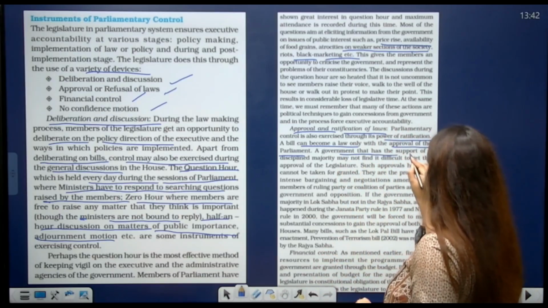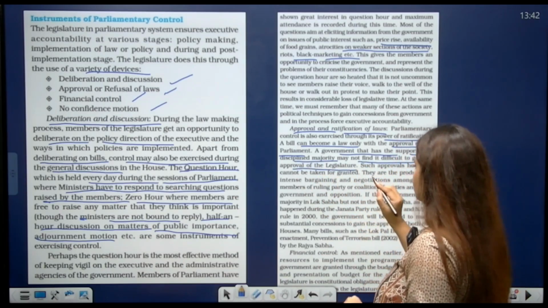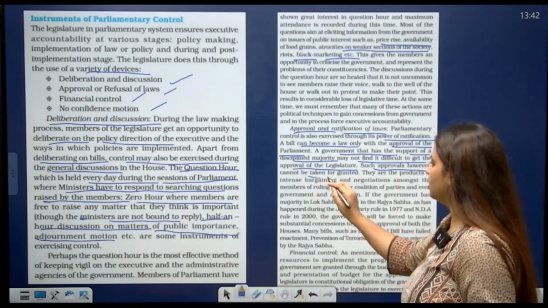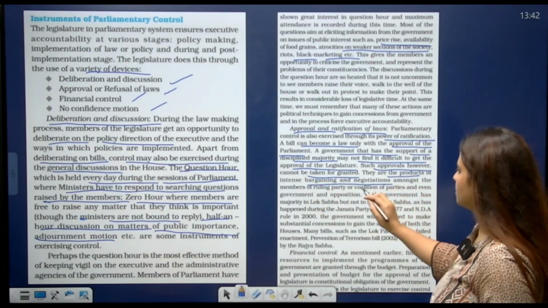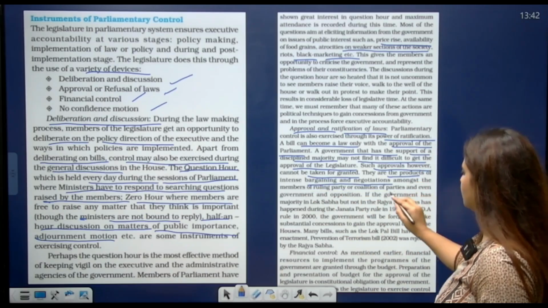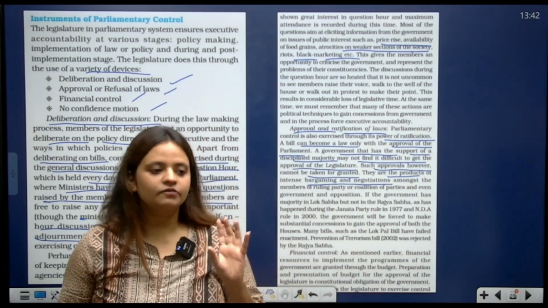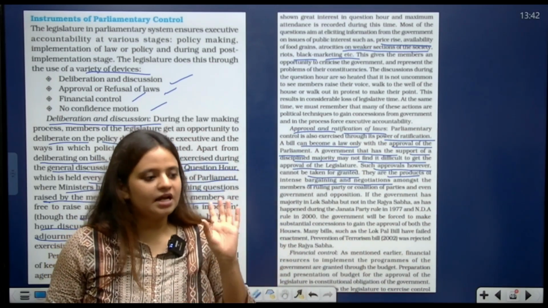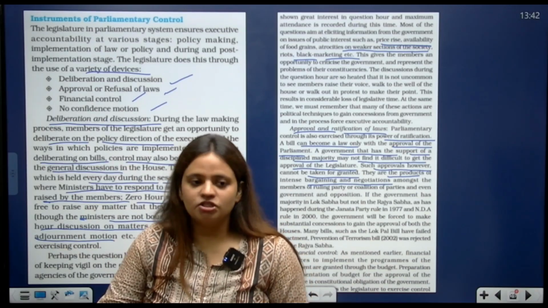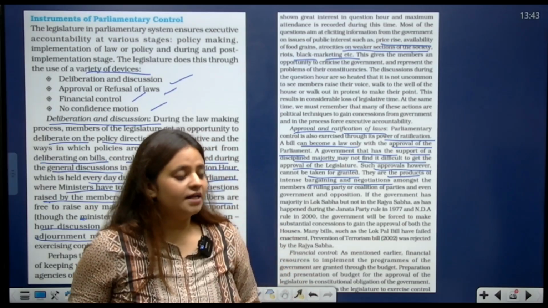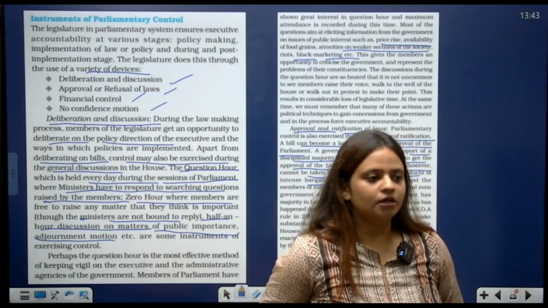The government that has the support of a disciplined majority may not find it difficult to get approval of the legislature. Such approvals, however, cannot be taken for granted. They are the products of intense bargaining and negotiations amongst the members of the ruling party or coalition parties, and even the government and the opposition. So what is the case here? Even if the bill is brought by the ruling party, it has to have a majority. And how will the majority be achieved in the parliament? It will be achieved by intense bargaining and negotiation amongst the members of the parliament.